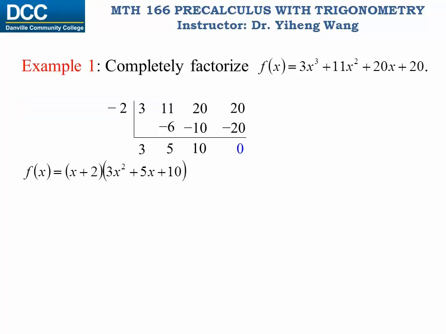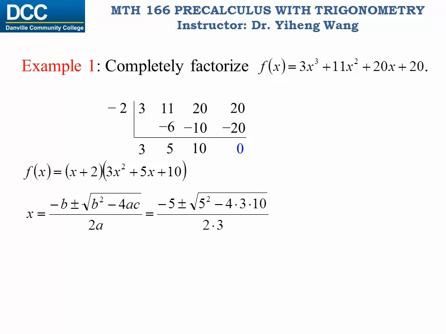So continue with this problem. We do have a quadratic factor here, 3x squared plus 5x plus 10. Therefore, we can use the quadratic formula, substitute in coefficients a, b, c. A is 3, b is 5, and c is 10. And then, in this case, the two zeros are imaginary zeros.